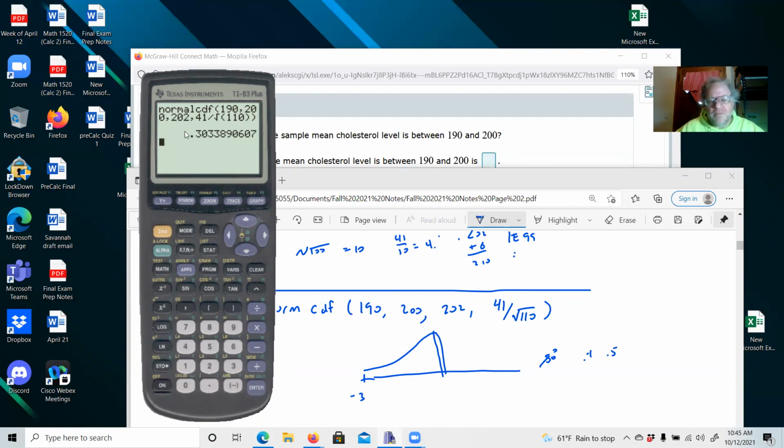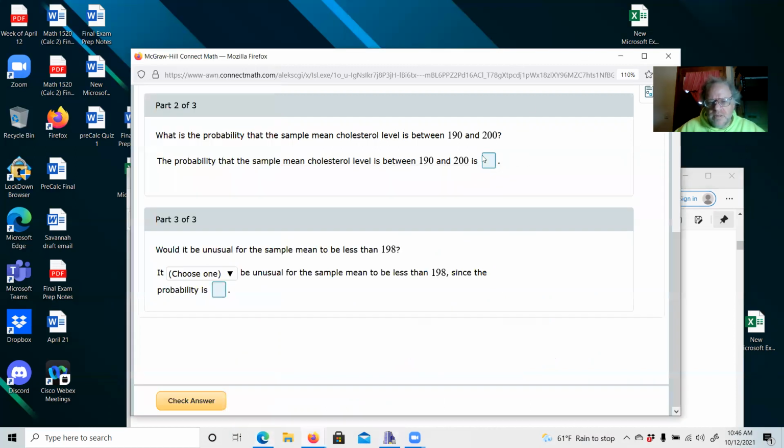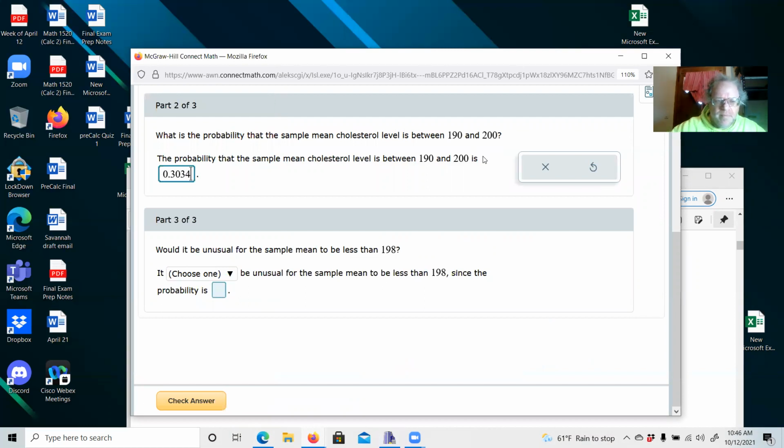I know why I was a bit further off: this was half a standard deviation down, so maybe not quite this close. So 0.30338, 0.3034. Right, so this was 0.3034.